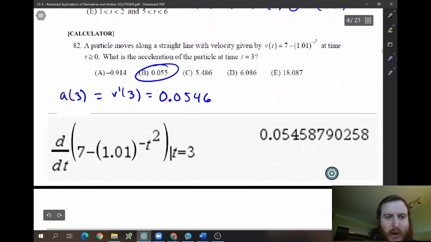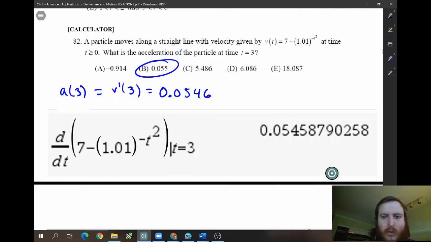All right, next, a particle moves in a straight line with this formula. What is the acceleration? This one's very easy. To get from velocity to acceleration, we just take the derivative and plug in the value 3. You can do this on your calculator, and you get the answer. It should be nice and simple.